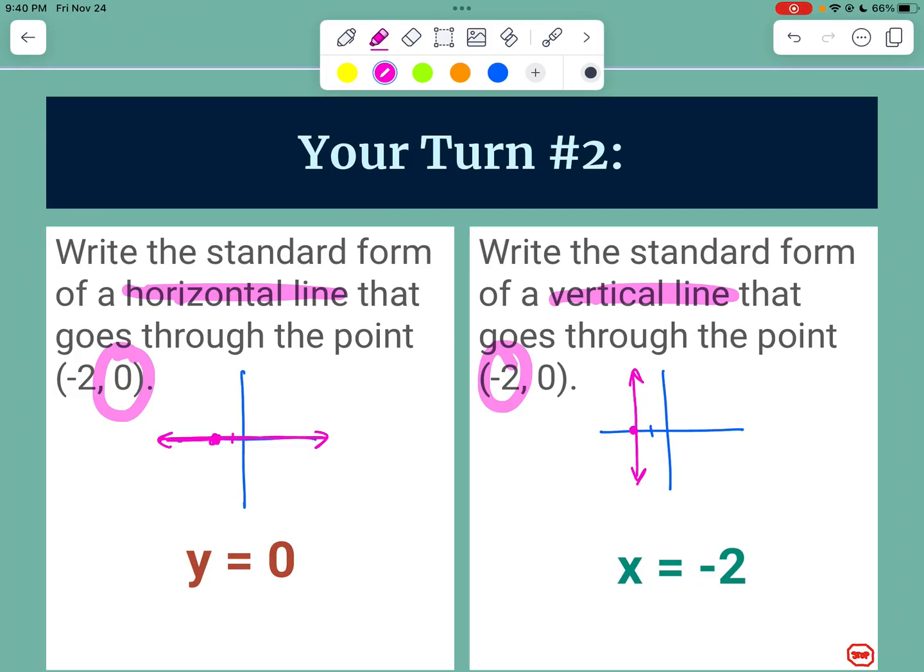Continue watching the rest of the notes. In the next video, we will talk about word problems.